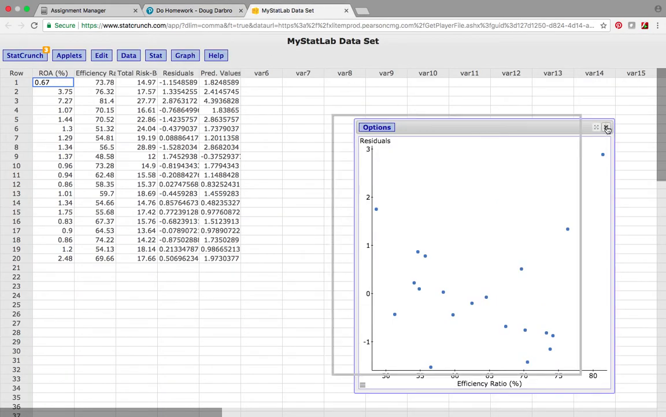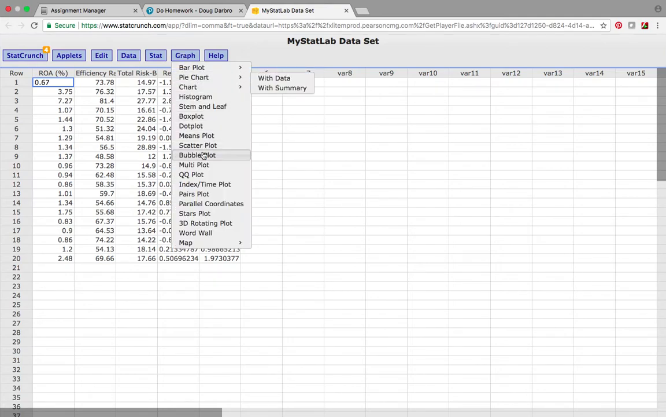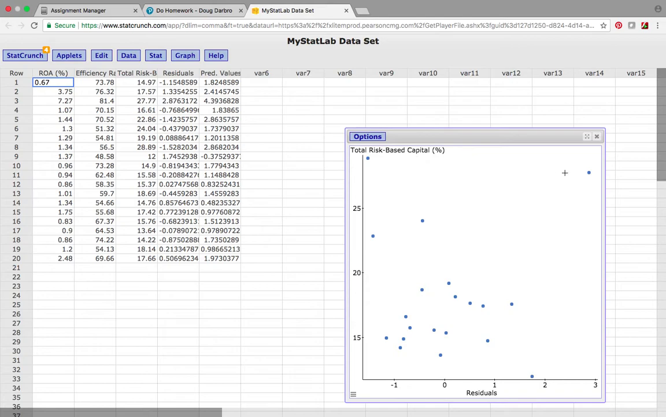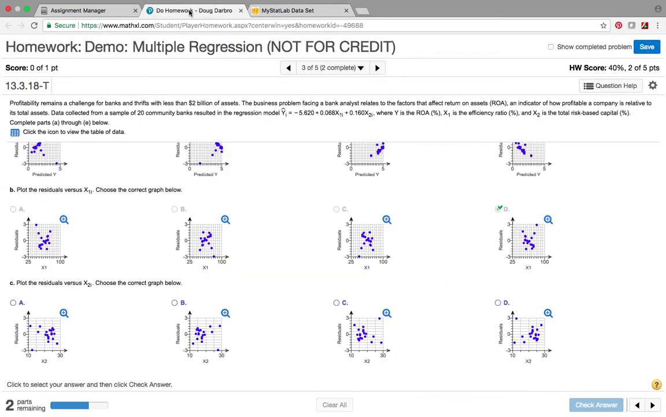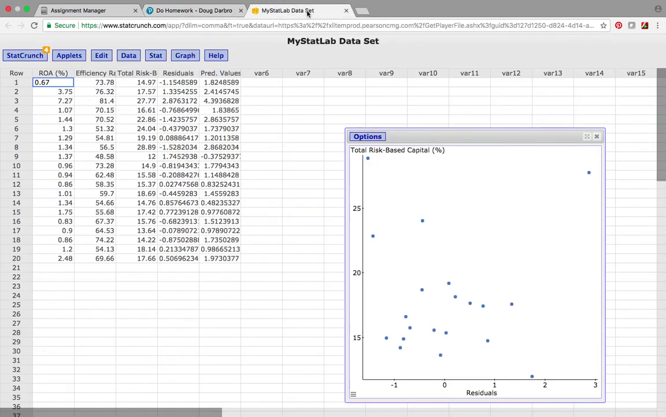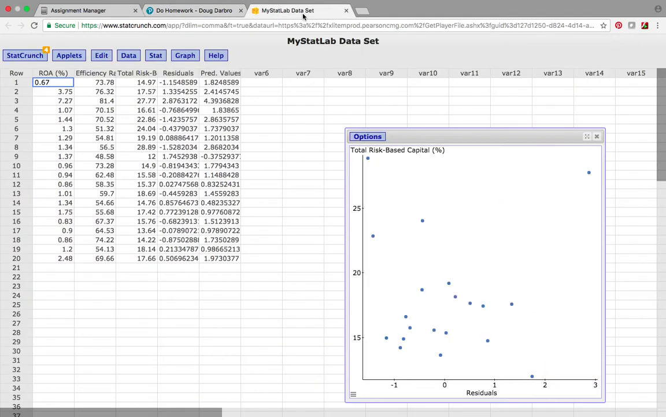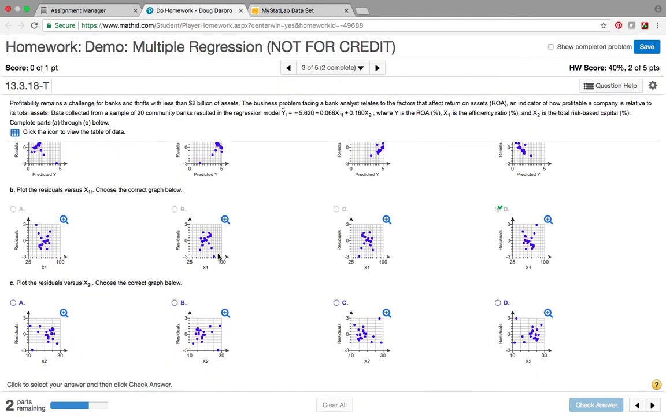So guys, now we're going to just look at the residuals over the other X value. That's total risk-based capital. And we've got a couple of points up here. I don't know. Let's see if we can match it up. It's kind of hard, isn't it? Well, guys, this is very interesting. Looks to me like we're going from 10 to 30.